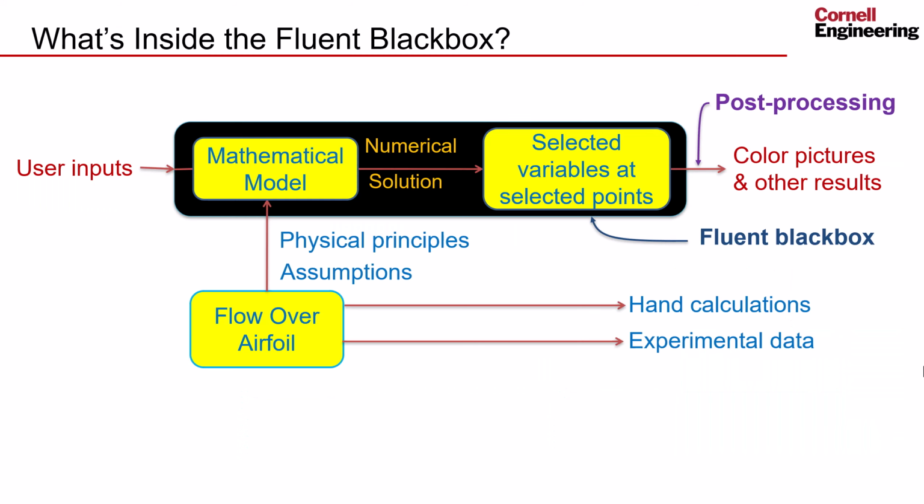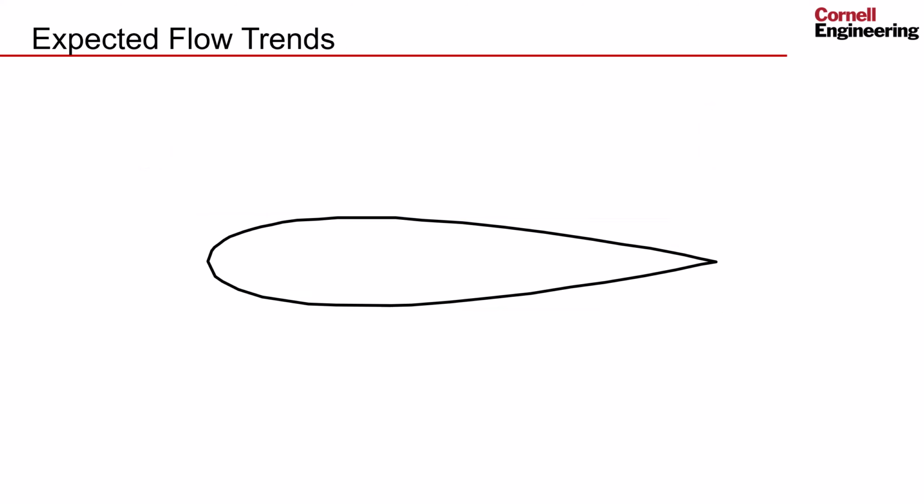Back in our black box framework, we have discussed the mathematical model and the numerical solution method, and how that produces the selected values at selected points. Now, I want to show some hand calculations and experimental data that can be used to gain intuition on the expected results and verify the solution. We can start by looking at some expected qualitative trends in the flow.